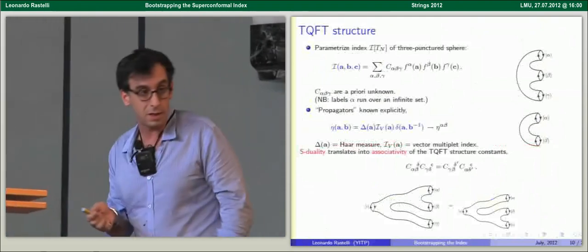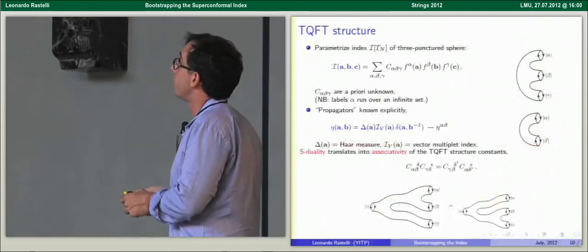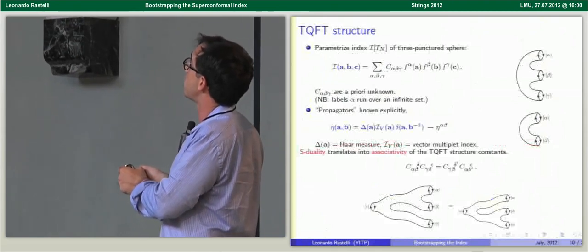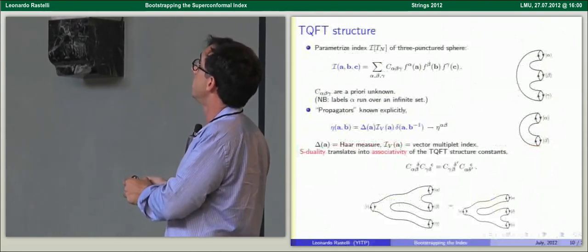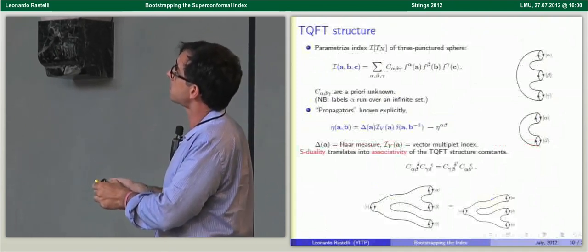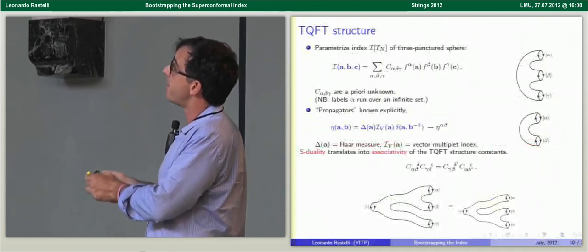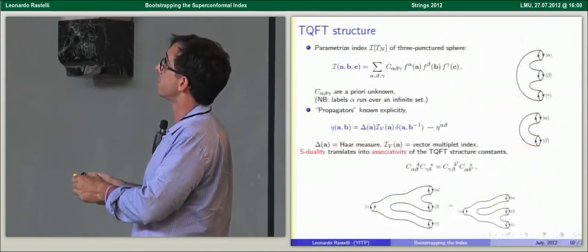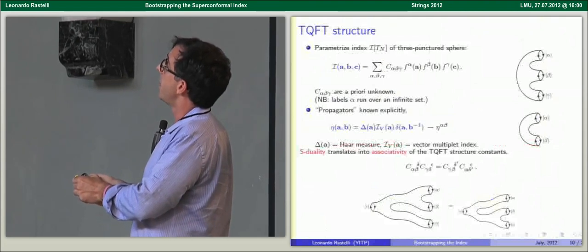Okay, so a lightning review of what one means by topological quantum field theory. You associate a structure constant to a three-puncture sphere, and you have a propagator associated to a two-puncture sphere. So in our context, we look at the basic building block, which is the index of the three-puncture sphere, one of these Gaiotto T_N theories, expanded.